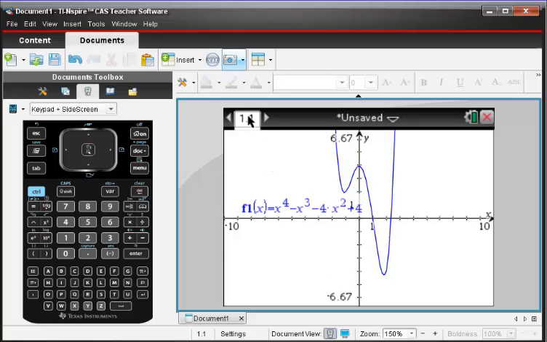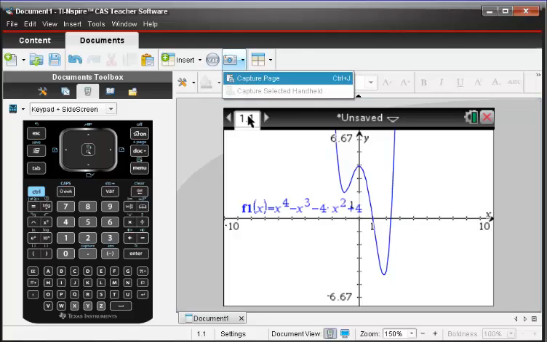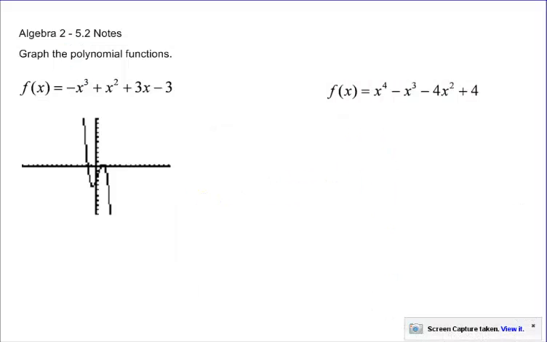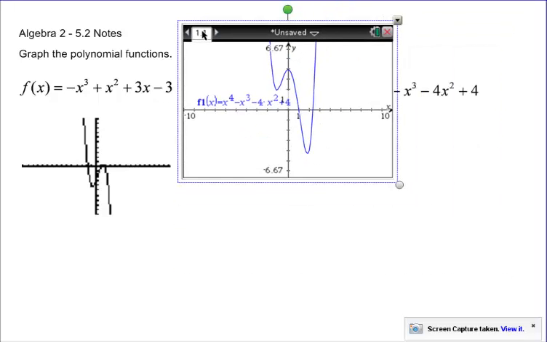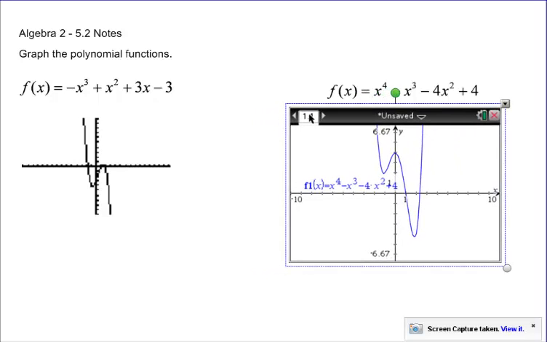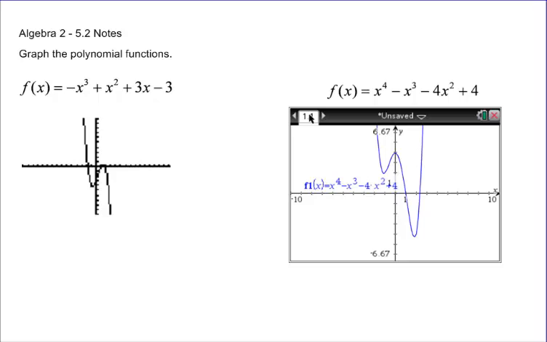And there's the graph, and it's a pretty picture. It looks nice. And with the Inspire, you can graph several things at once, and you can see different graphs because they'll all be graphed in different colors. So there's your graph for that guy. And again, it's a fourth degree. Both of the sides point up.